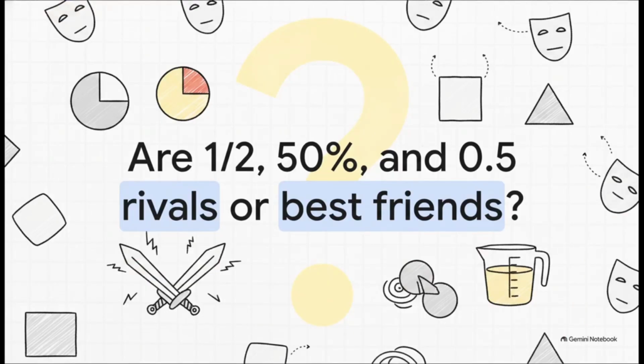Think about the numbers 1/2, 50%, and 0.5. If you put them in a lineup, they look totally different, right? I mean, one's got a slash, one's got a percent sign, and one has a decimal point. You might honestly think they represent completely different things. But here's the secret. These three numbers are actually the exact same thing, just wearing different disguises. And our mission today? We're going to unmask them.